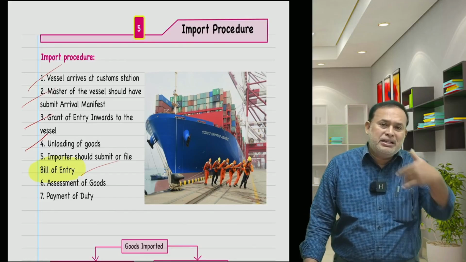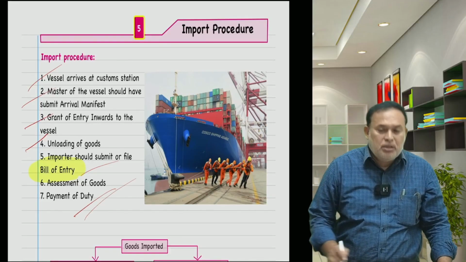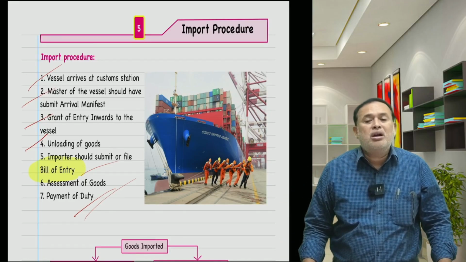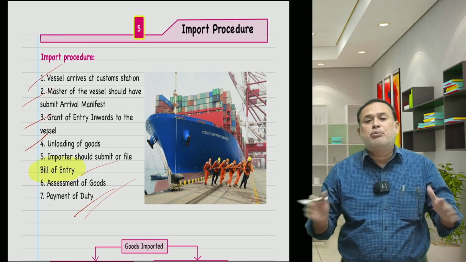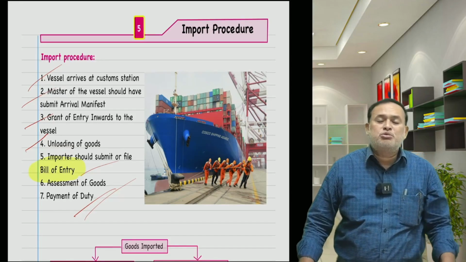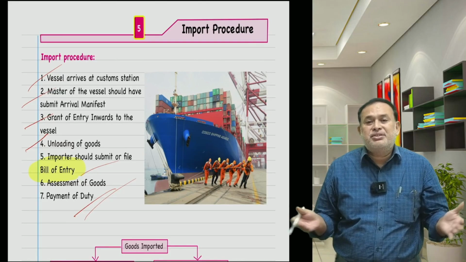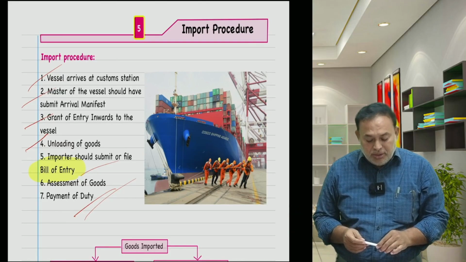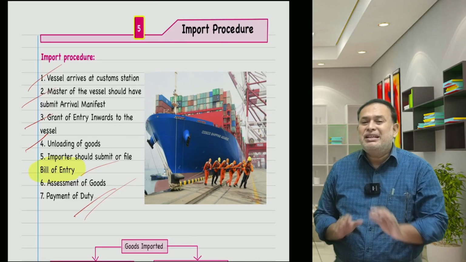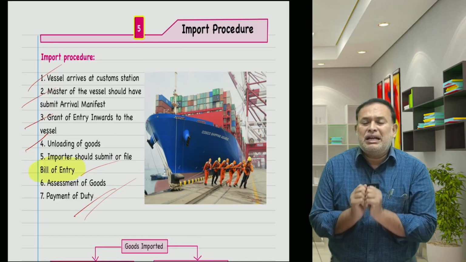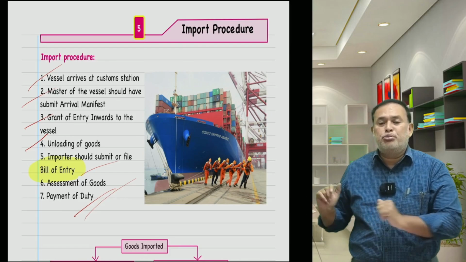If the duty is paid and the goods are cleared into the DTA, domestic tariff area, they are no longer called import goods, because import gets completed when the goods cross the customs barrier. As simple as this, it is called the import procedure. In a nutshell, in a practical manner, I have tried to present the import procedure.